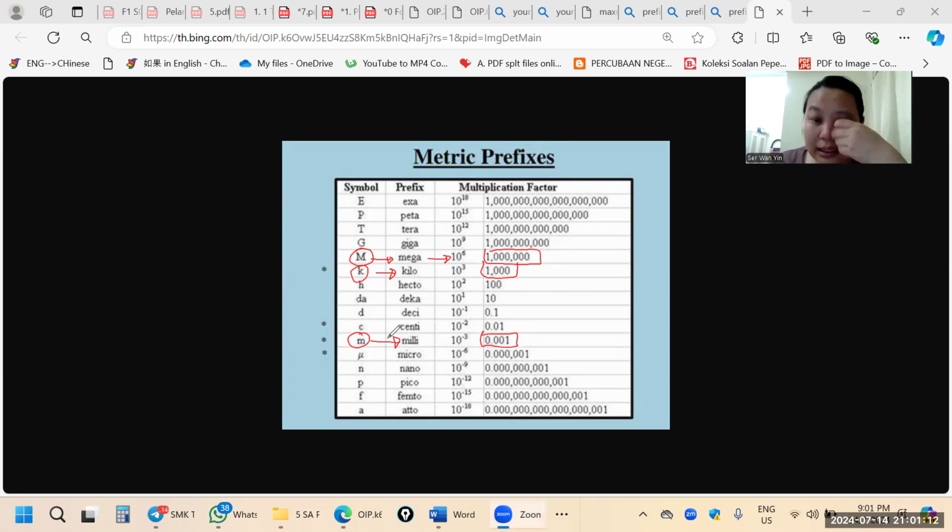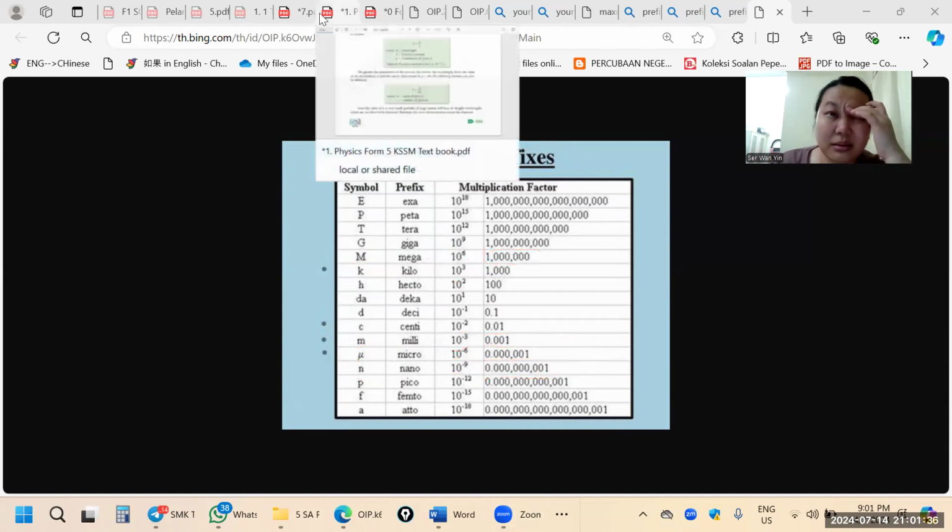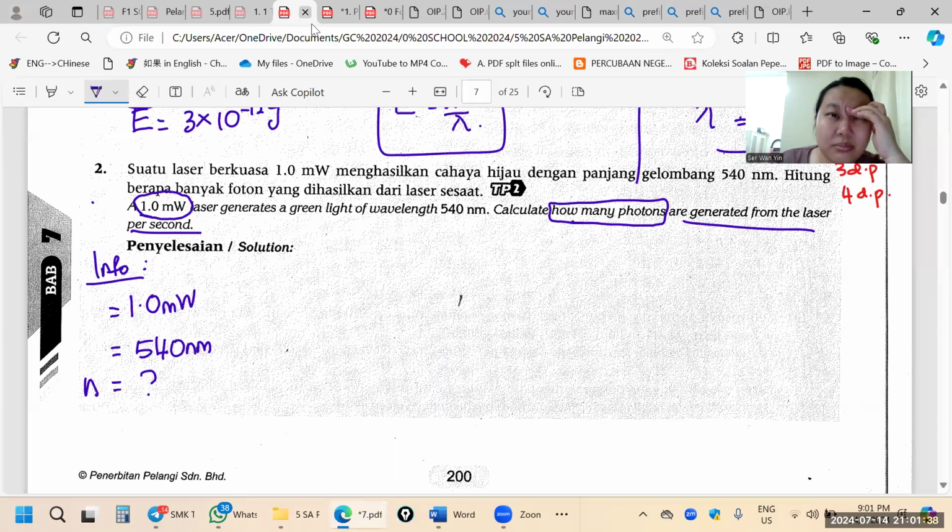Okay, and then n actually means nano, which means times 10 to the power of negative 9. It means you have 9 decimal places. This is 3 decimal places. Or we use the index, which is easier. Milliwatt, yes, very good.